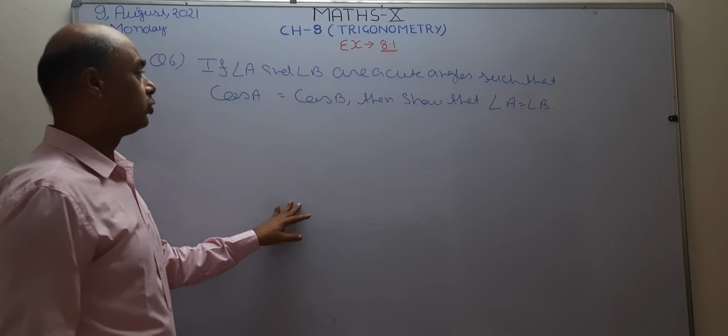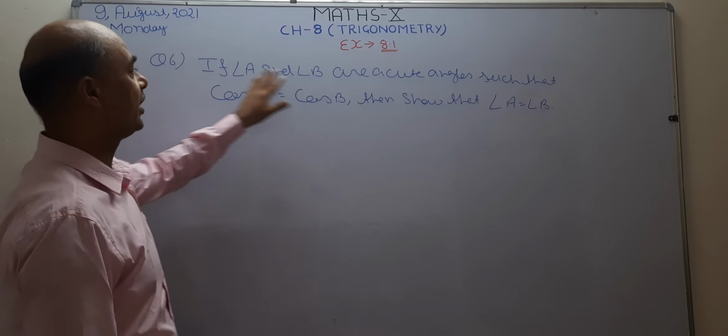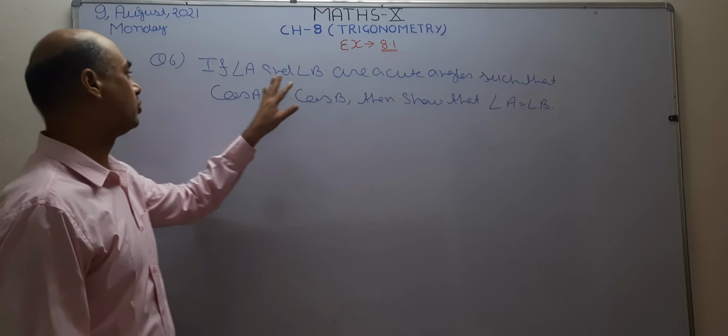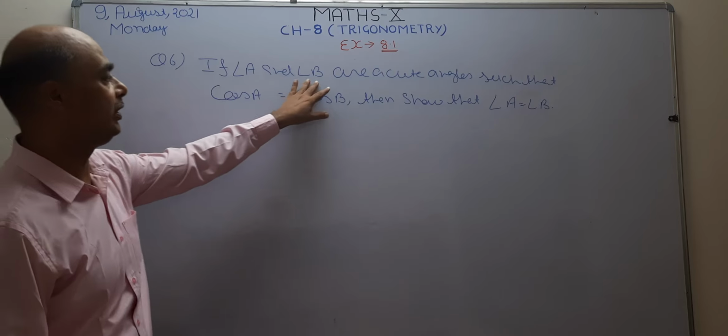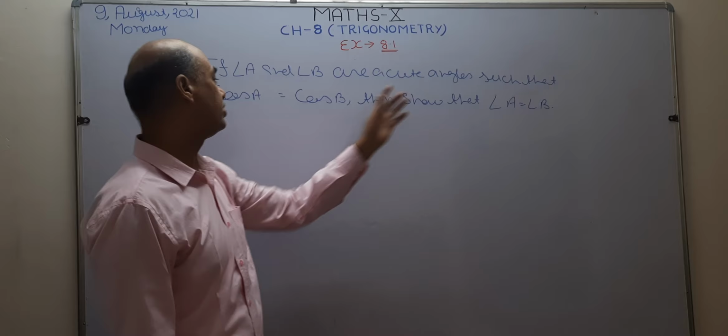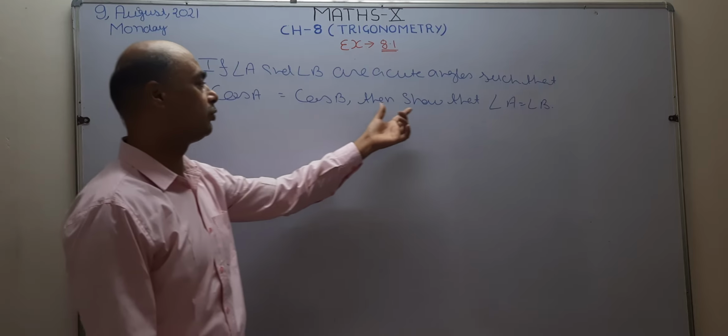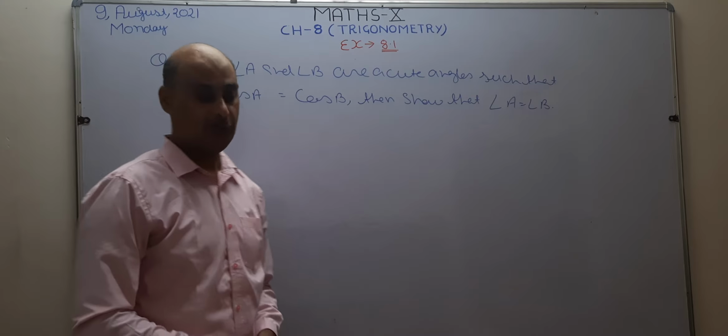Hello student, today we are going to start from question number 6 of exercise 8.1. See what is given in this question. If angle A and angle B are acute angles such that cos A equals cos B, then we have to show that angle A equals angle B.